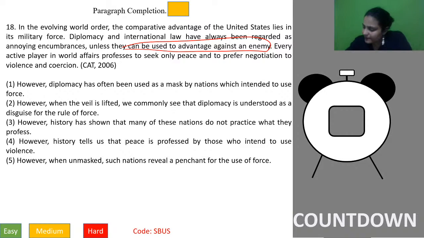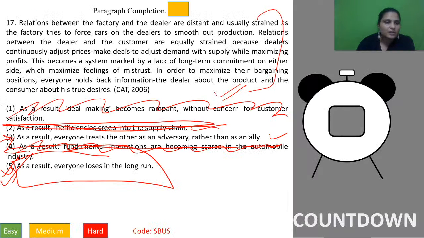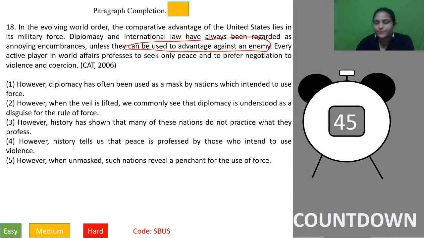There was somebody here. The last question, Sayani, uska answer 5 tha, Sayani. Option number 5 was the answer. ठीक है?